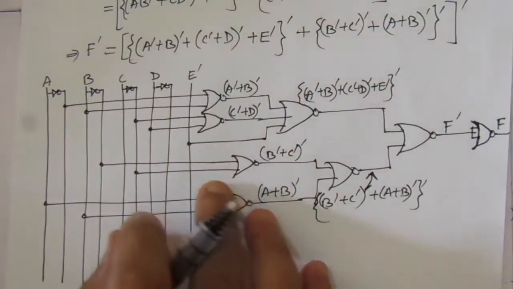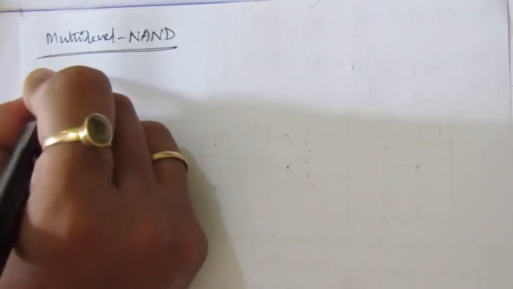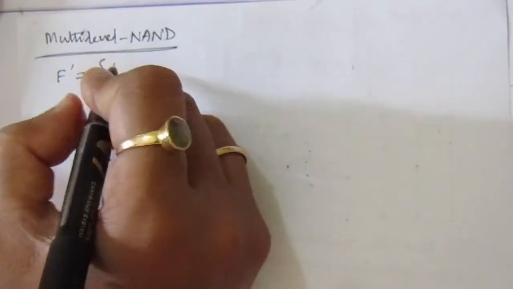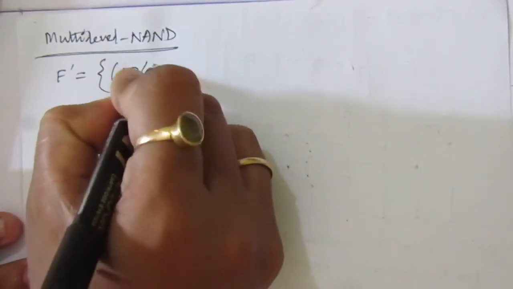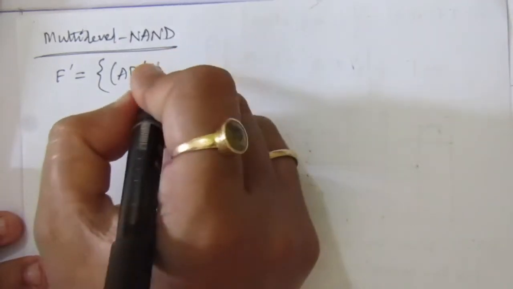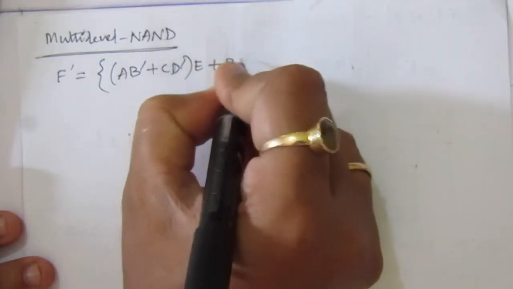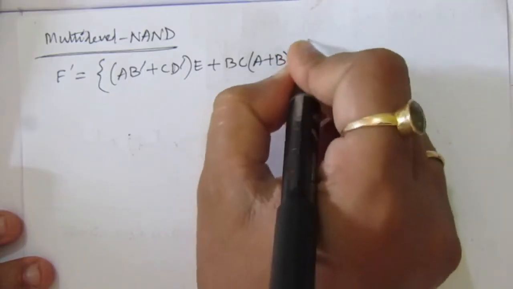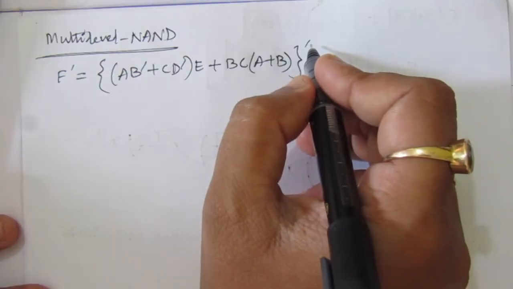Now let us go to our second part of the problem. In the second part, we have to use NAND gate. Now suppose we find out the complement function, F complement equal to, so we have to take the complement of the given function. I am writing the given function here: A B bar plus C D bar whole into E plus BC whole into A plus B whole bar. So this is the given function and we have written it as F complement.